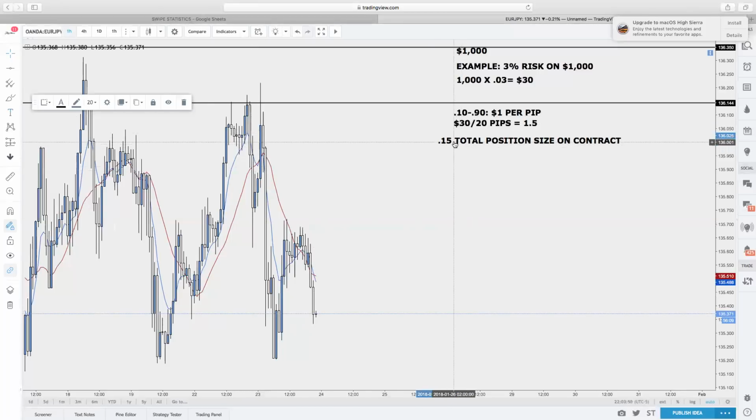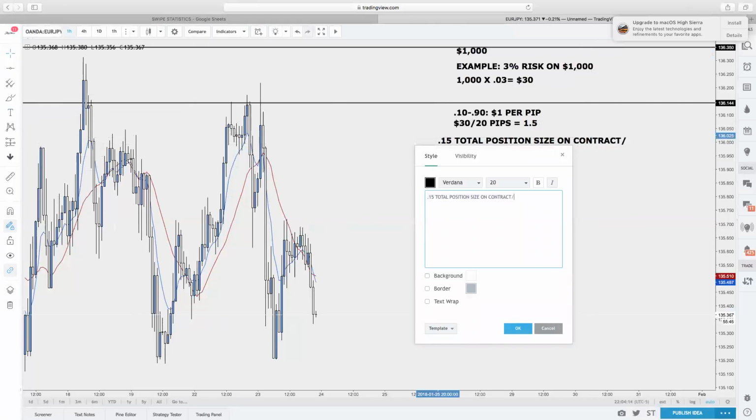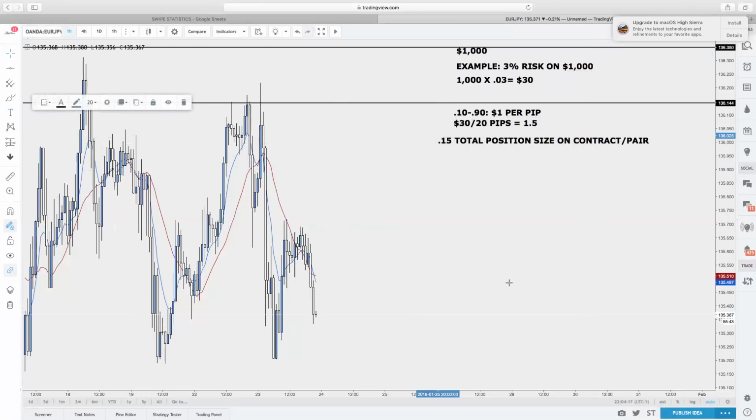So let's just go back, 0.15 total position size. Now we can divide that by three total positions if we want to. But if you decide to do that, you have to do a 0.05 per entry. 3 total entries at 0.05 equals 0.15 total position size on that contract, on that pair, right? So a better word for this would be contract/pair. So let's just say we do 1 entry, 0.15 total position size on the pair.